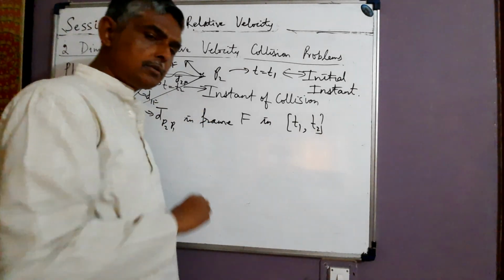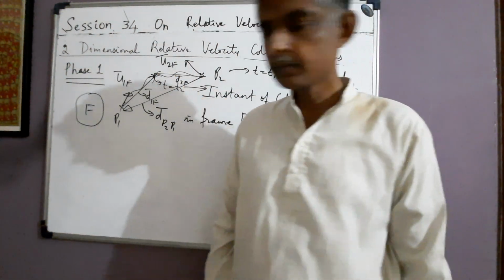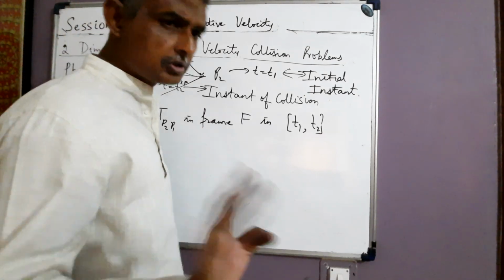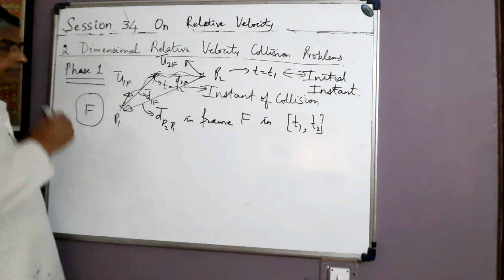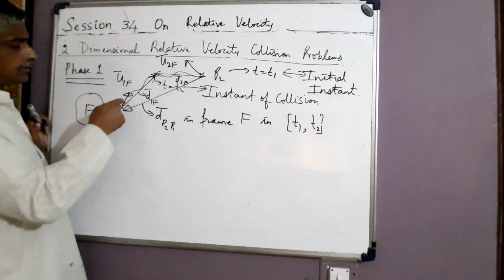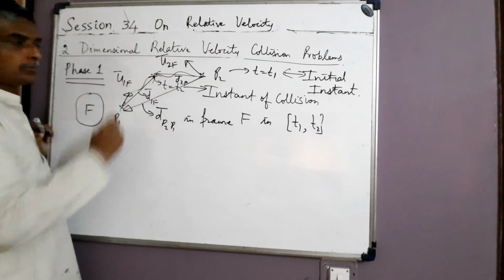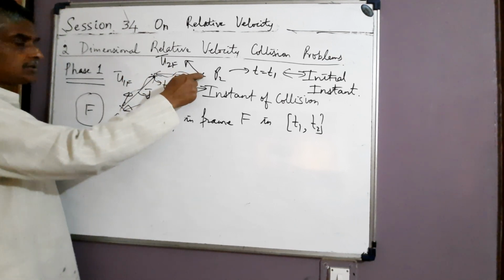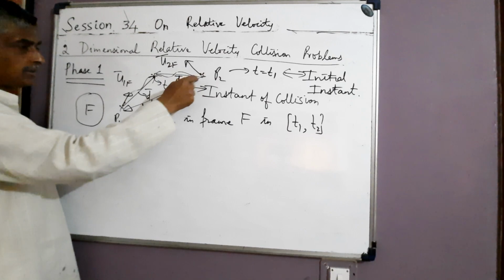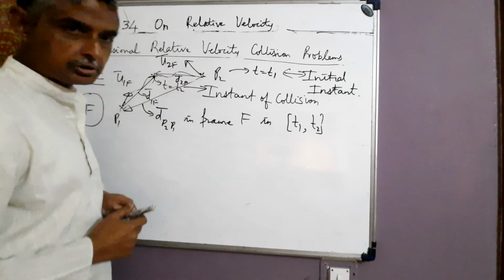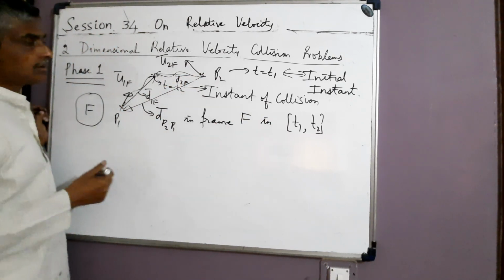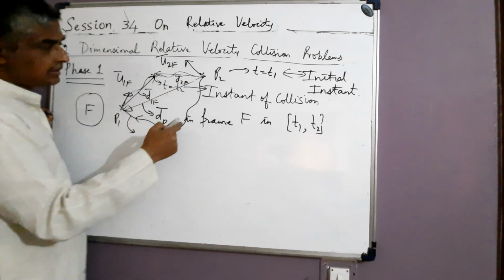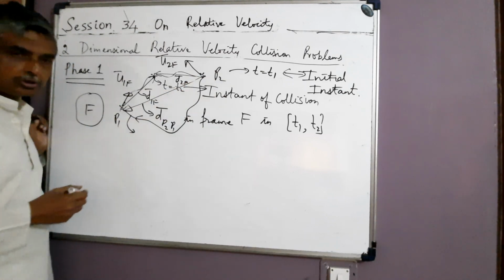Till here in phase 1 nothing has been said regarding A relative. For the time being, assume that A relative is non-zero. So this is the trajectory of P1 with respect to F in t1 to t2. This is the trajectory of P2 with respect to F in t1 to t2. This is the displacement of P2 with respect to P1 in frame F, this much, in the time interval t1 to t2. As seen from P1, the trajectory of P2 is something like this. This curve is the trajectory of P2 with respect to P1 in time t1 to t2.